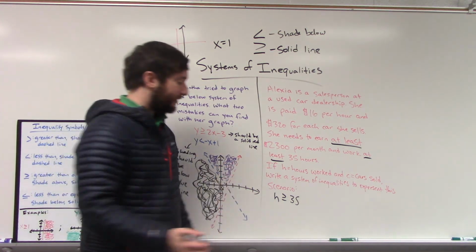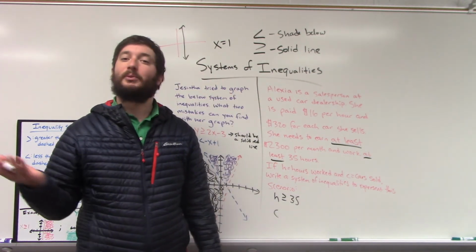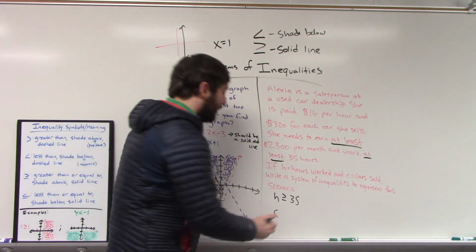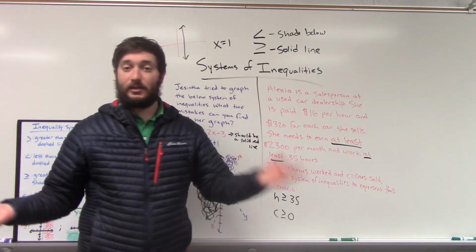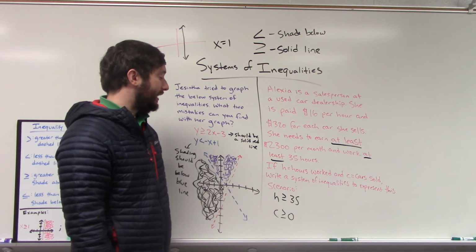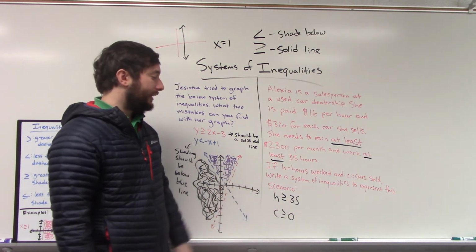Cars sold, so C. Think about this. Can you sell negative cars? And I hope you realize that no, you cannot. You can sell 0 cars if you're having a bad month. You can sell positive cars. You can sell 1 or 3 or however many cars, but you can't sell negative. So that would be another inequality in your system.